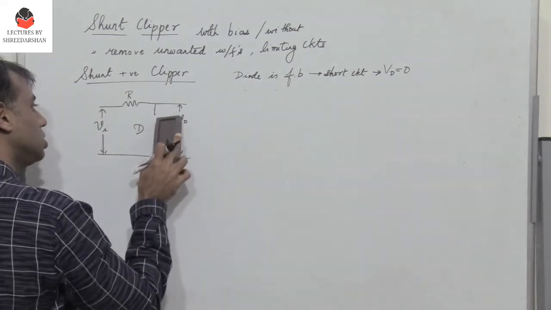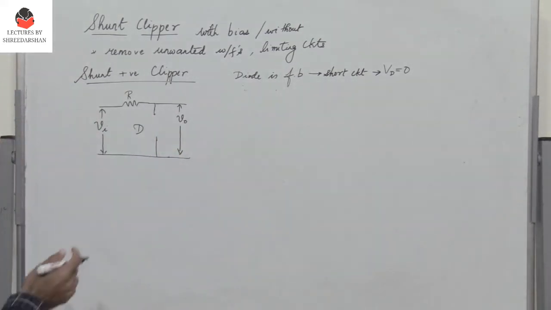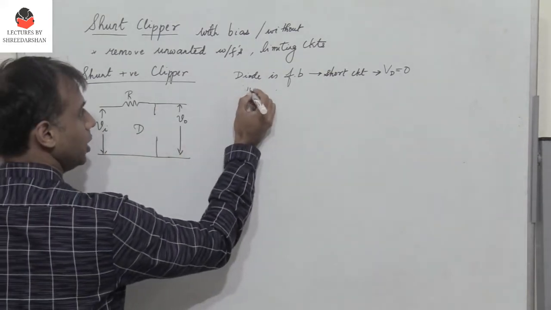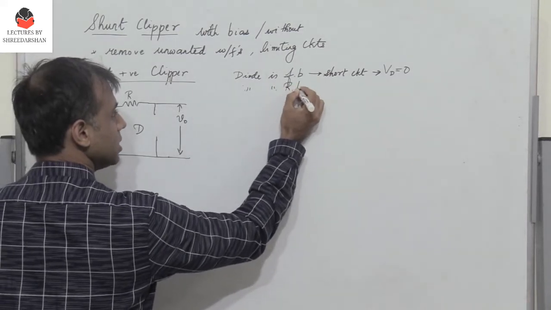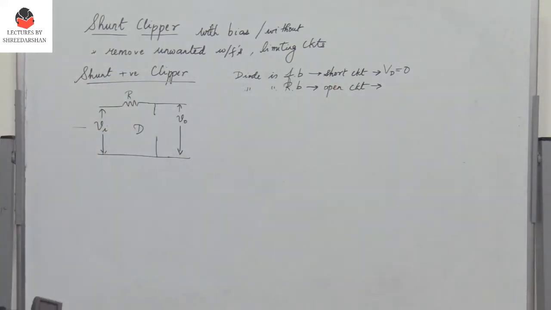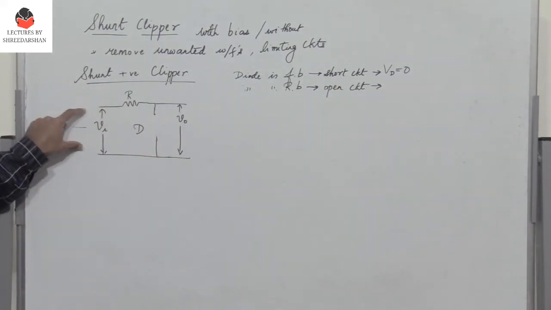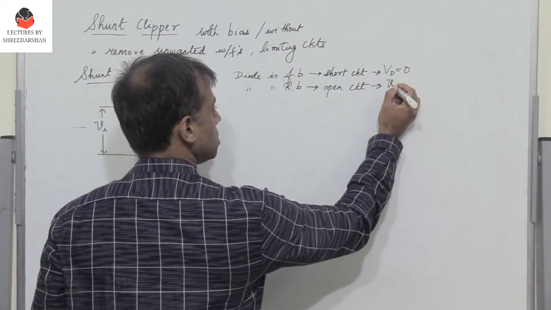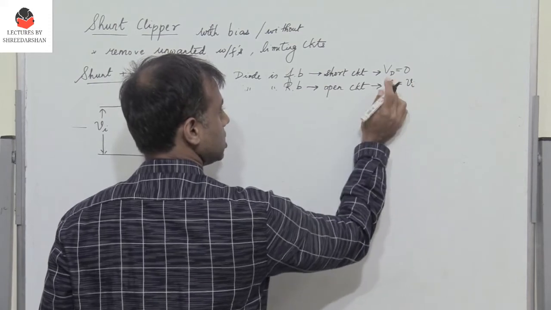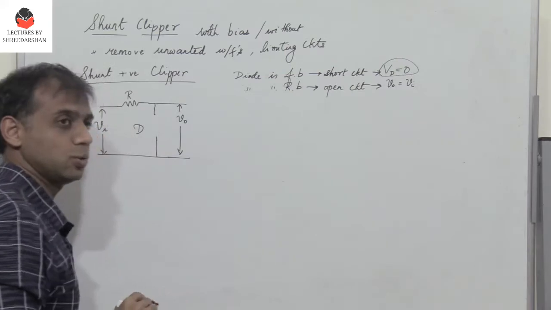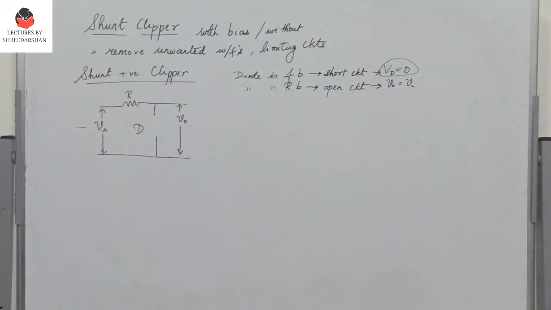So when the diode is reverse biased, during the negative half cycle here, the diode will be reverse biased. So when the diode is reverse biased, it behaves like an open circuit. So what is the output voltage? The output voltage is directly equal to the input voltage. So the output voltage is equal to the input voltage, and here the voltage across the diode is 0. So that is something which we need to remember. Alright, so now let us begin with a shunt positive clipper.